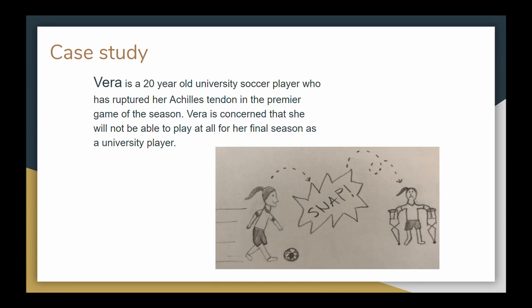Hi, my name is Irene Grace, and I'm going to show you the case study for today. In our case study, Vera is a 20-year-old university soccer player who has ruptured her Achilles tendon in the premier game of the season. Vera is concerned that she will not be able to play at all for her final season as a university player.